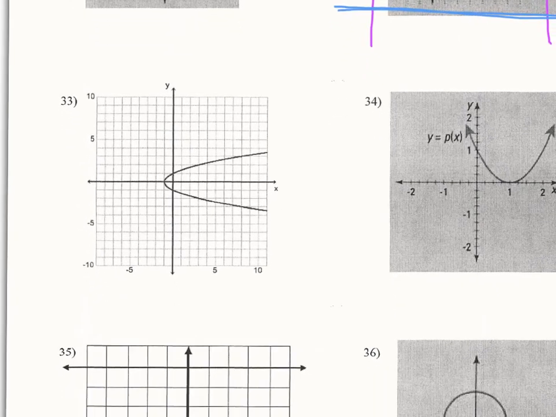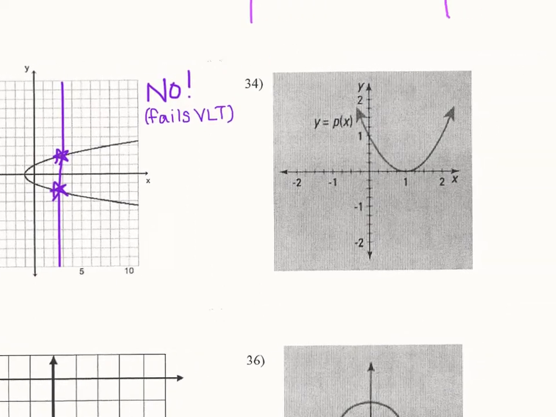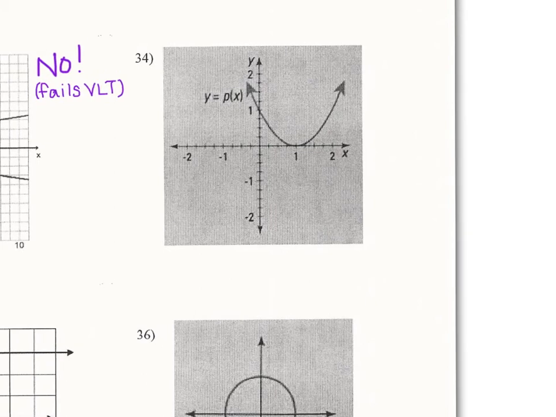All right, number 33. I want you to notice that with this one, if I draw a vertical line, I'm going to hit here and hit here. So this is not a function, because it fails the vertical line test, and that might be important to notice too. I can't do domain and range if it's not a function. Okay, so let's look at 34.